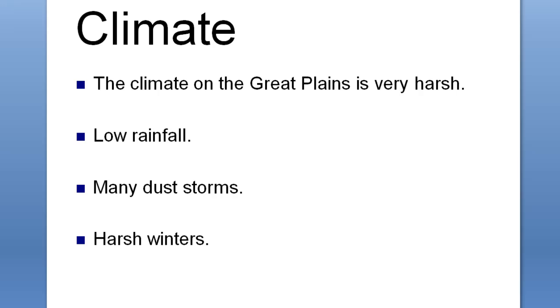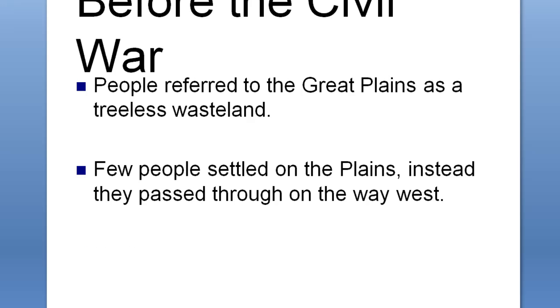The climate of the Great Plains is very harsh, including low rainfall. There are a lot of dust storms, which we'll talk about for the next few chapters. And there are very harsh winters because, of course, there's nothing to stop the wind. Prior to the Civil War, people referred to the Great Plains as a treeless wasteland, and few people settled on the plains. Instead, they passed through on their way further west, all the way to California.